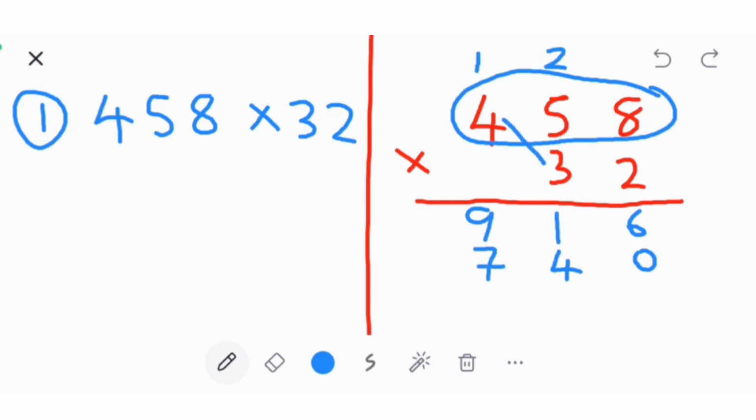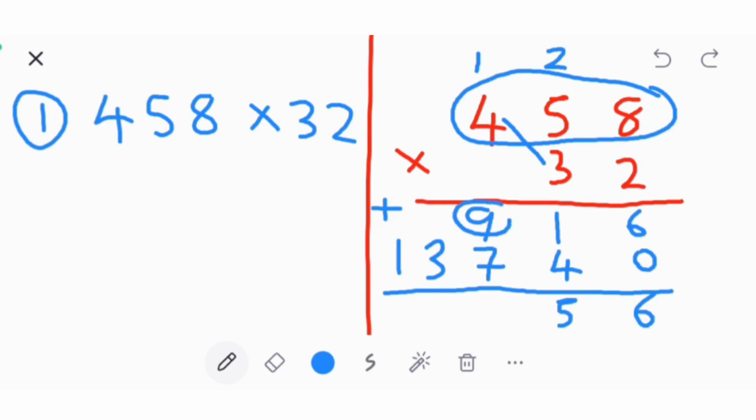Then 3 will visit 4. You do 3 times 4, which is 12, plus the 1 on top, you have 13. You write down the full 13 because 3 has visited all his friends. Then you add. 6 plus 0 is 6. 1 plus 4 is 5.